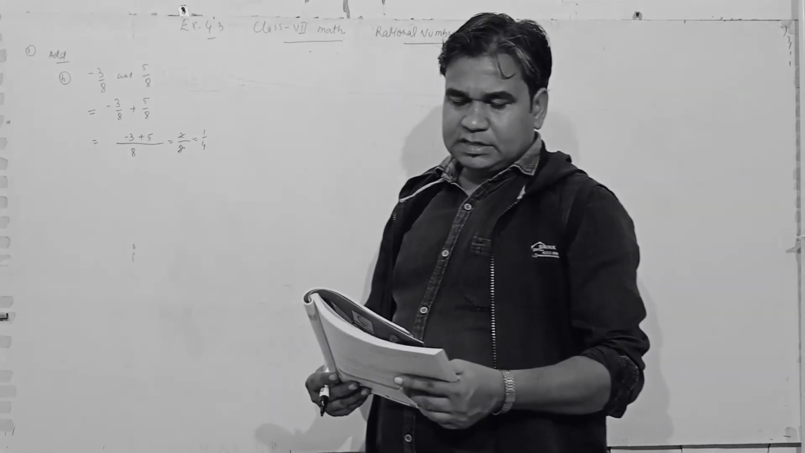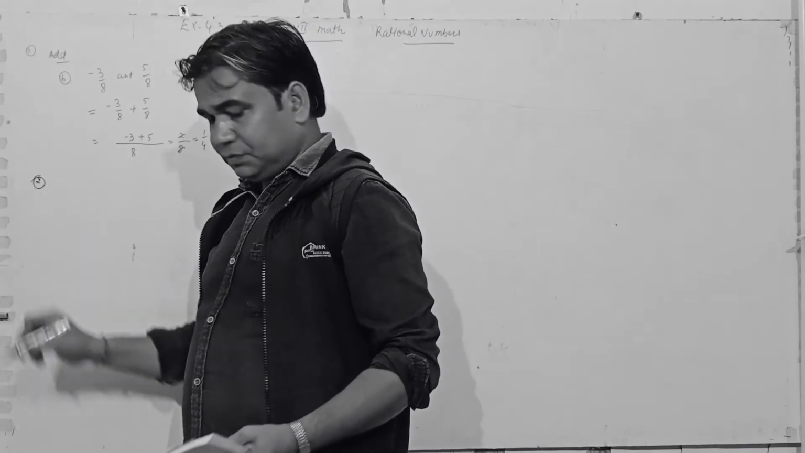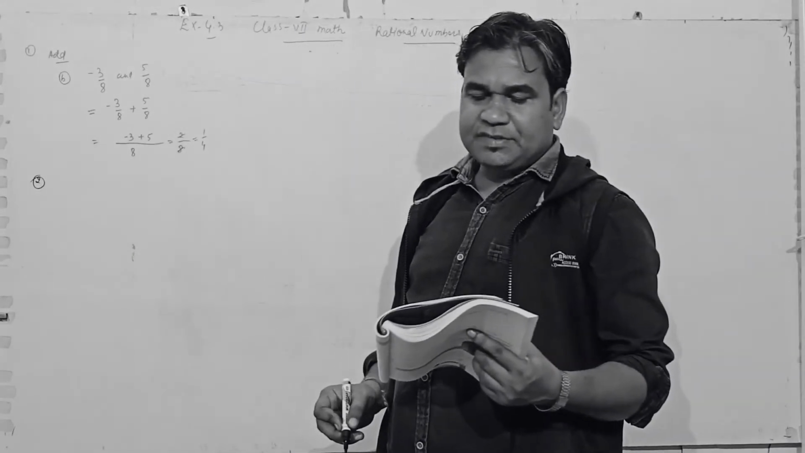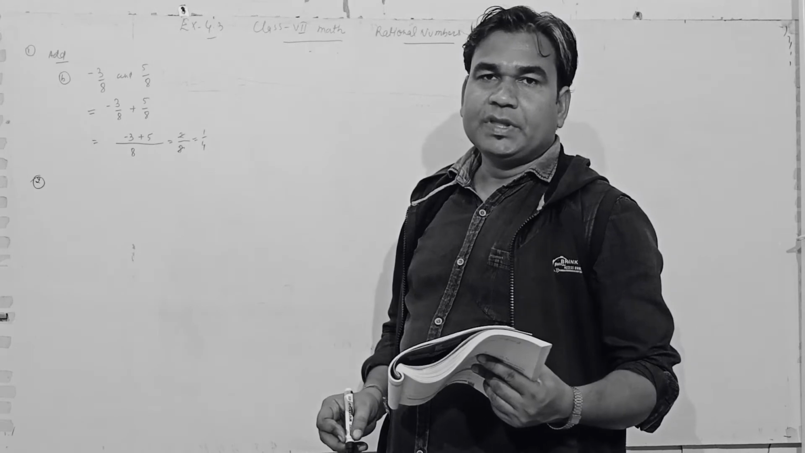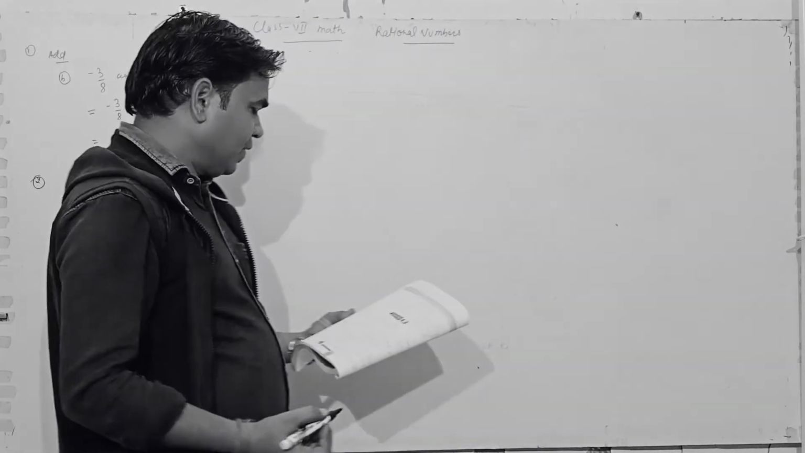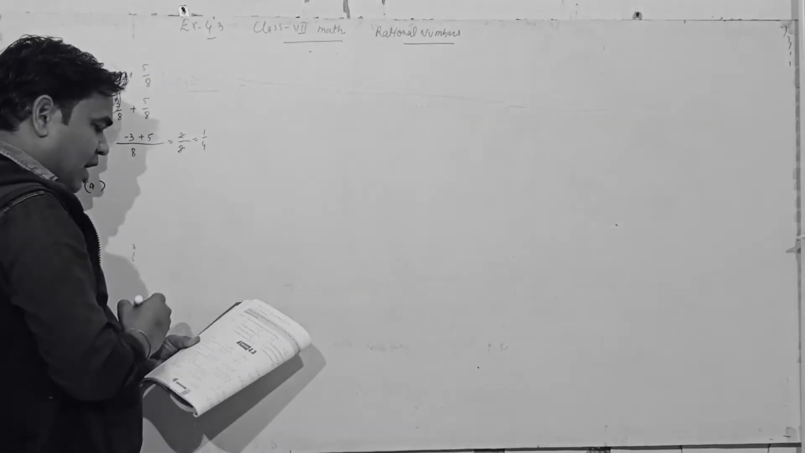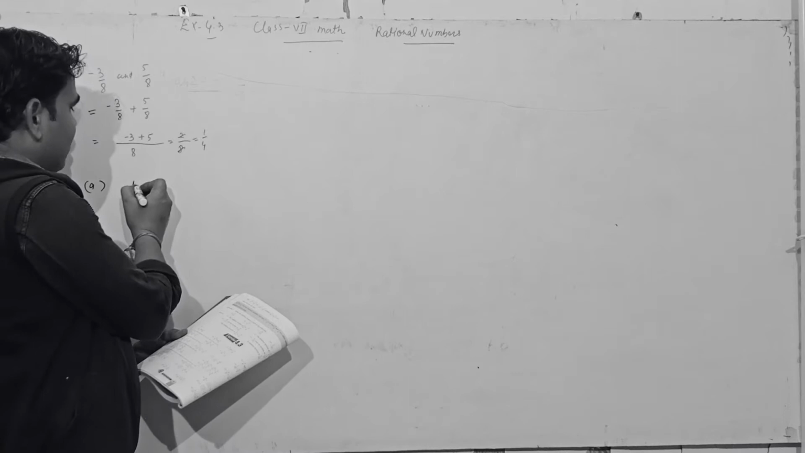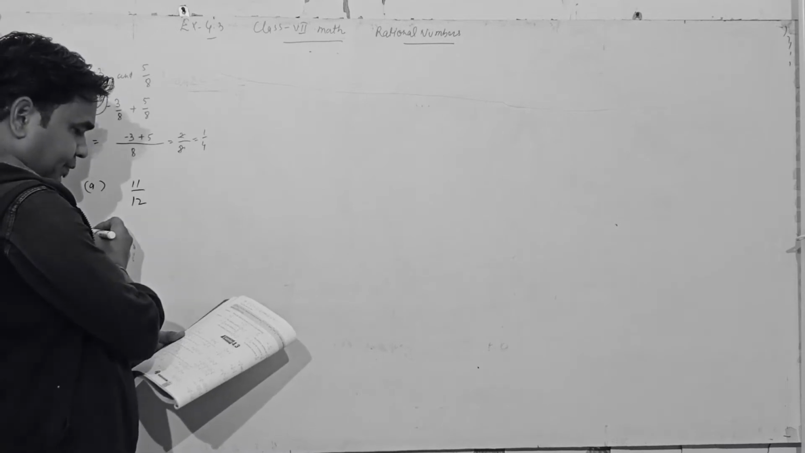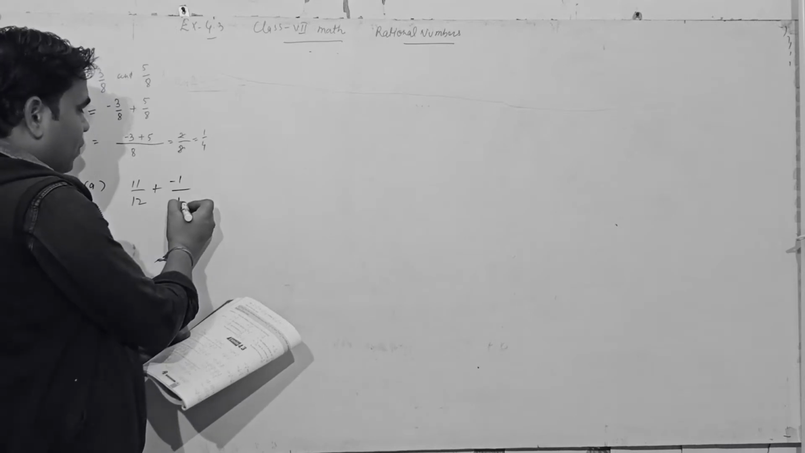Now question number 2: add and express the sum in lowest terms. Here is question number 2 A part: 11 over 12 plus minus 1 over 4.